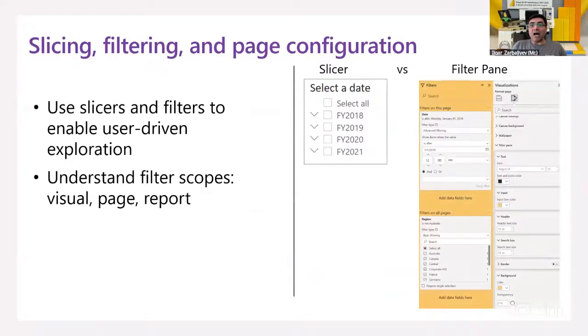Now let's talk about how users actually interact with and explore your report once it's built. Slicers and filters are your main tools for enabling that self-service exploration we talked about earlier, letting users narrow down the data to what's relevant to them without you having to build a separate report for every scenario.